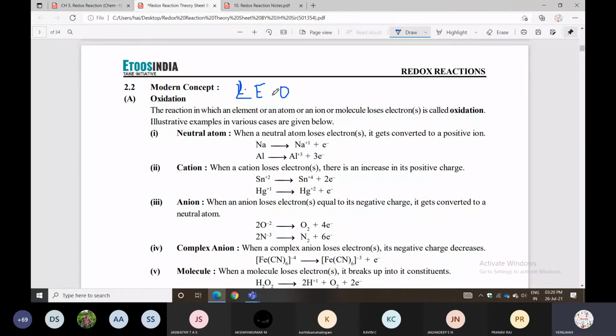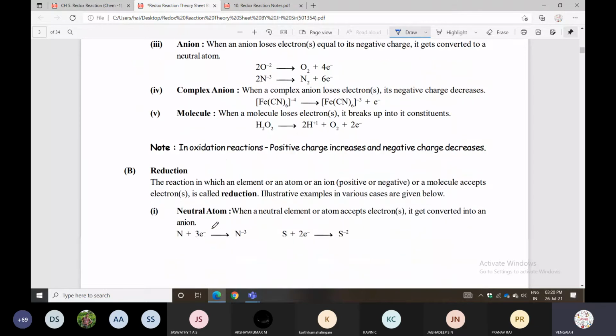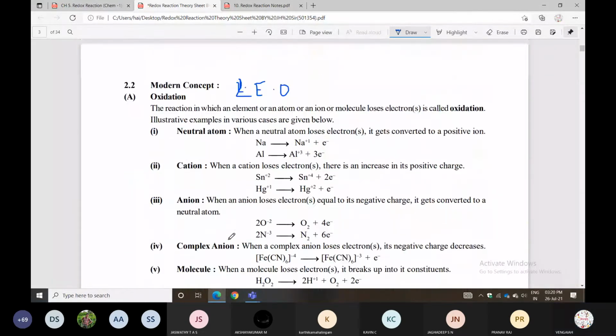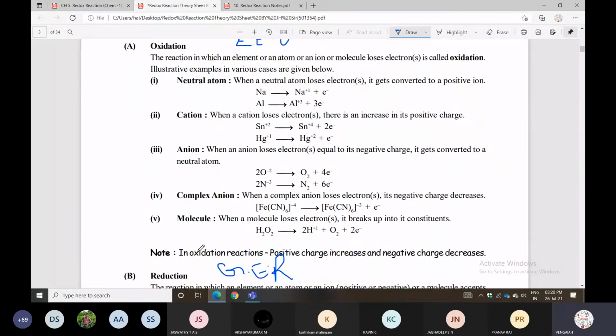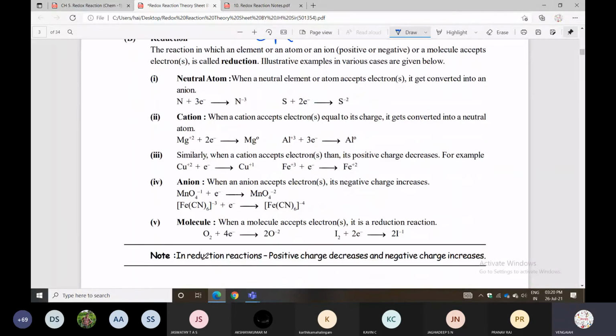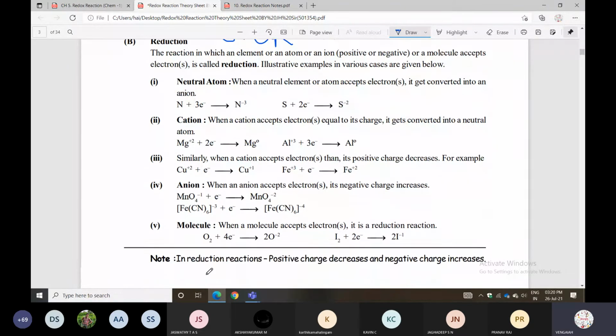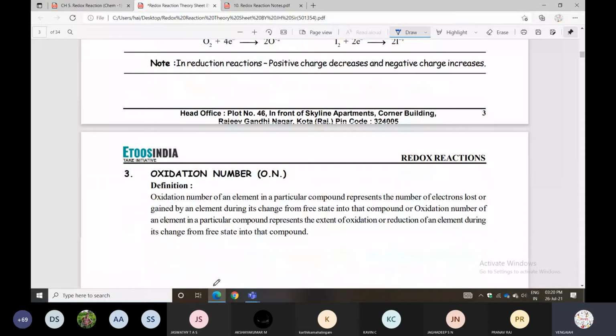LEO, loss of electrons is oxidation. Gain of electrons, GER, gain of electrons, the lion makes the GER sound. Like that you can remember. Reduction: the reaction in which an element or an atom or ion or molecule accepts electrons is called reduction.